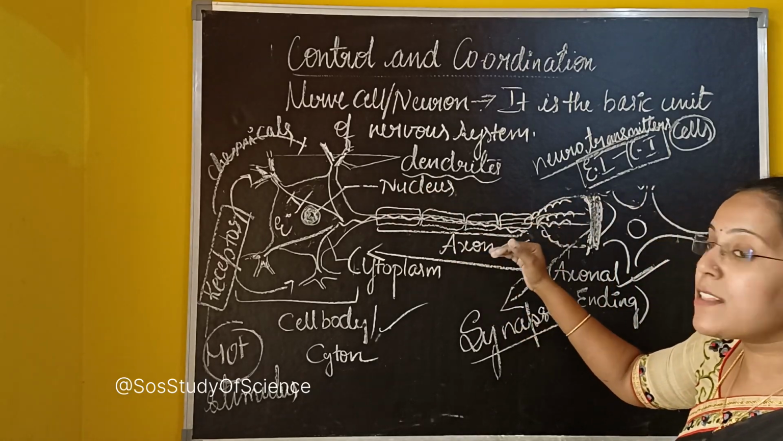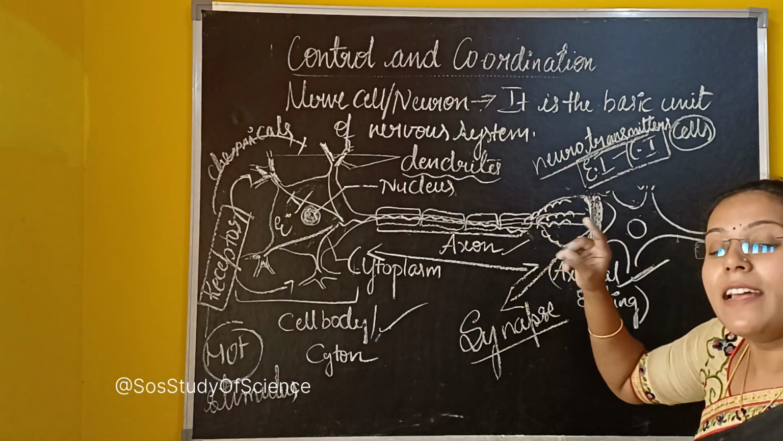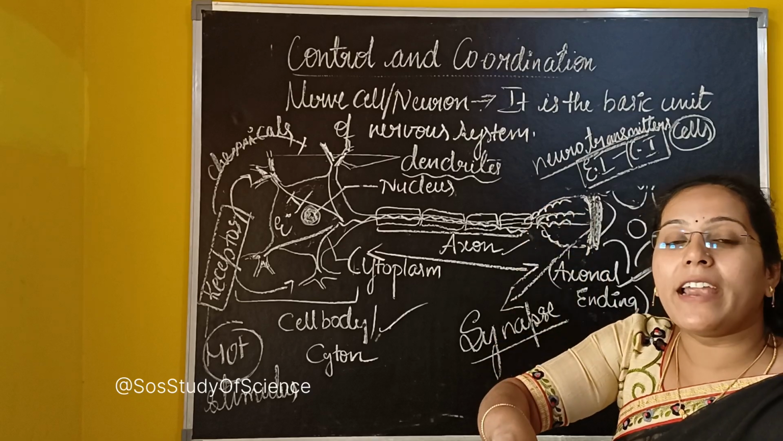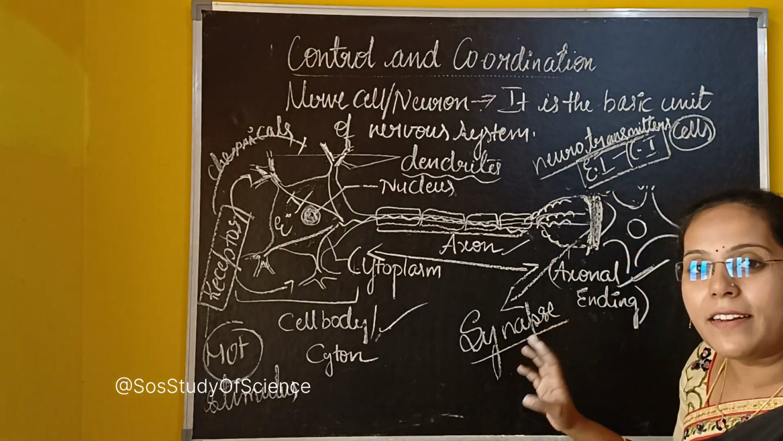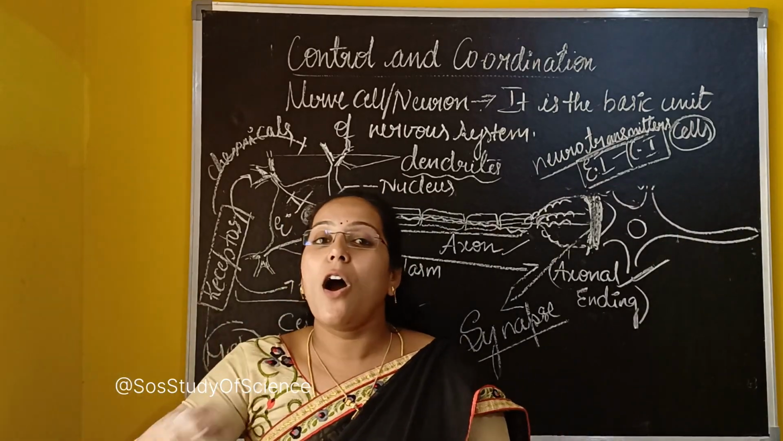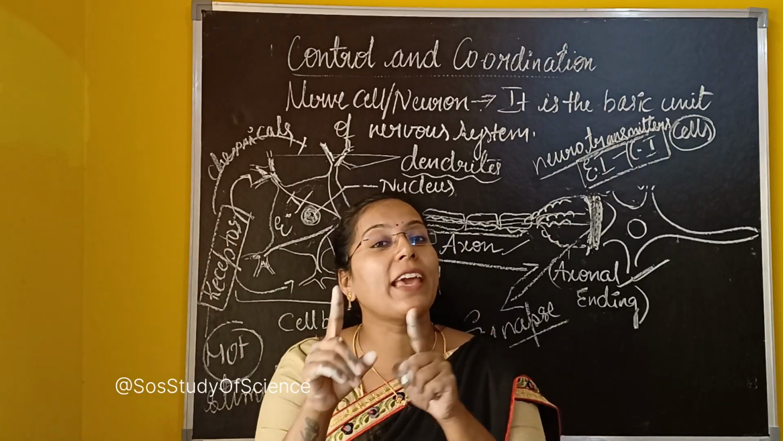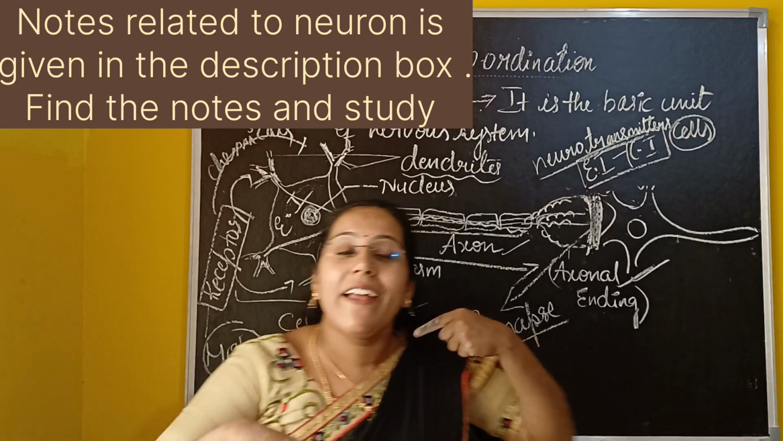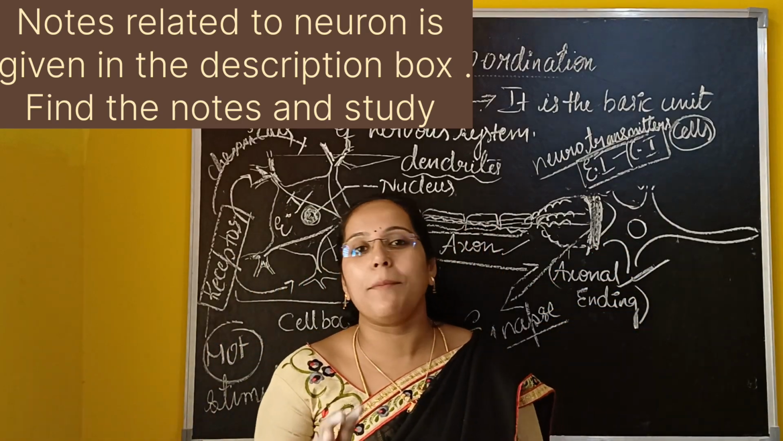What is the function of axon? Axon carries this electrical information from the cell body towards the nerve ending. What is the function of nerve ending? Nerve ending converts this electrical information into chemical information, and these chemicals are transported from the axonal ending towards the next dendrite in the form of neurotransmitters. Remember, throughout the nervous system, the information is carried in the form of electrochemical impulse. That means electrical impulse, chemical impulse, electrical impulse, chemical impulse. In this form only, information is carried fast.